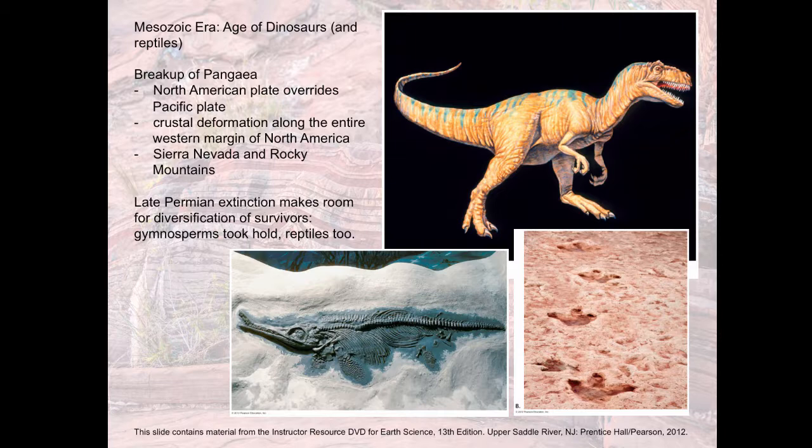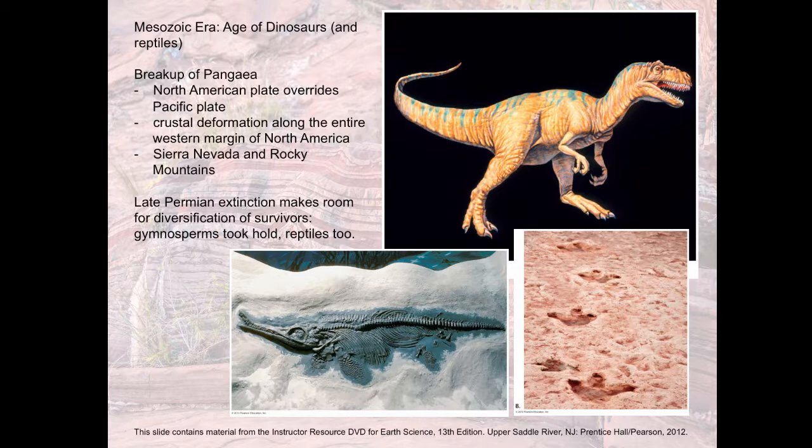And as we mentioned just a second ago, the late Permian extinction before the beginning of the Mesozoic made a lot of room for diversification of survivors of the Paleozoic. Notably, gymnosperms took hold. Now, gymnosperms are plants that have seeds that are not encased. So these are seeds that do not have an encasing shell. Things like conifers, pine cones, are basically seed-bearing structures. Conifers are important gymnosperms. Cycads are other important gymnosperms.